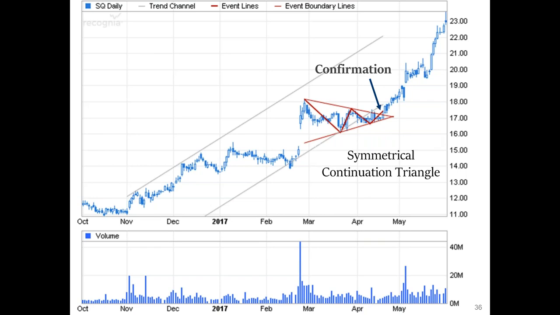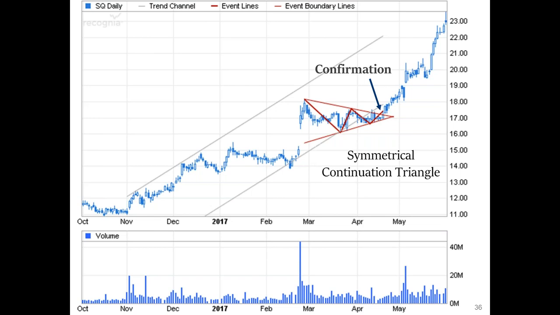Now, what's very important is this idea of confirmation. People will often look at a price chart and say, oh, I can see a head and shoulders bottom forming here. I can see a triangle forming. These are not valid patterns from the perspective of technical analysis until they are confirmed. And by confirmation, I mean it actually has to break out above that upper level of resistance or lower level of support. So Recognia will be tracking hundreds and hundreds, maybe thousands of classic patterns that are currently forming.